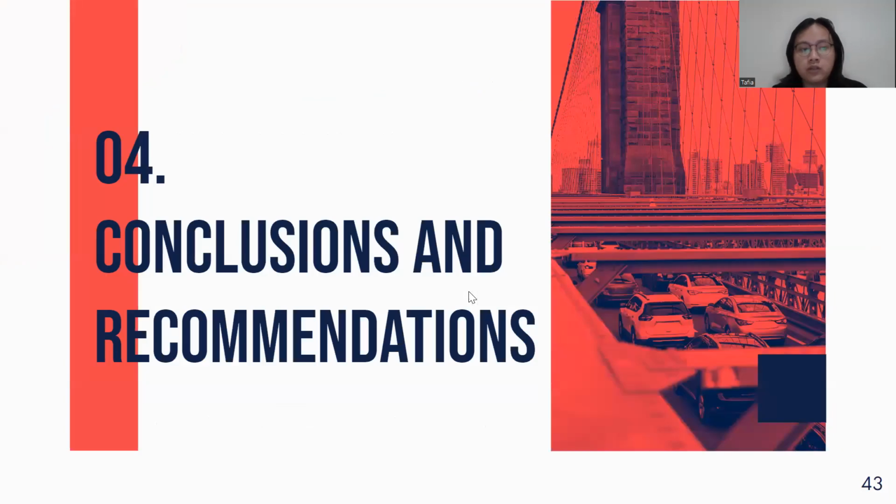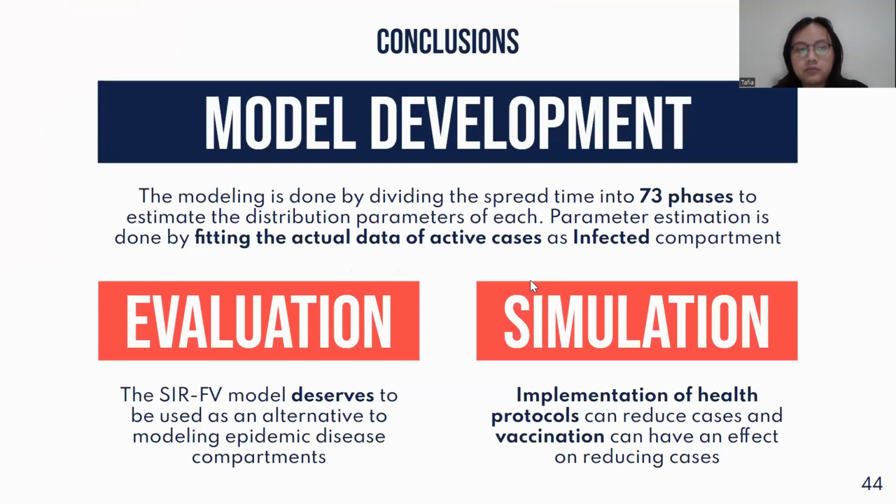Now we go to conclusions and suggestions. From the results of the study, several conclusions can be obtained as follows. The CRFV susceptible, infected, recovered, fatal, vaccinated model has been created with parameter estimates to model the dynamics of the spread of COVID-19 in Indonesia. The modeling is done by dividing the spread time into 73 phases to estimate the distribution parameters of each.